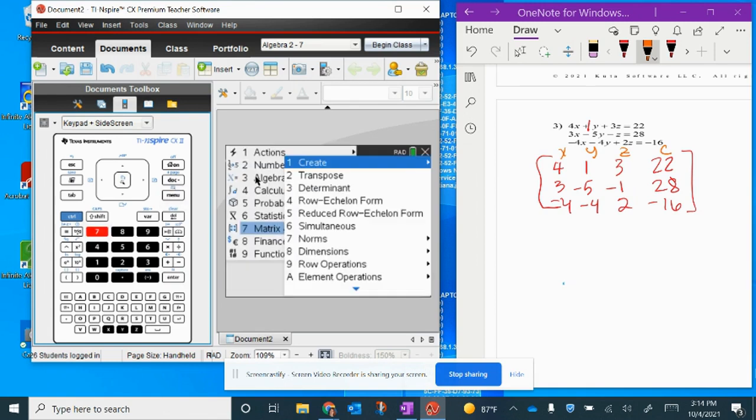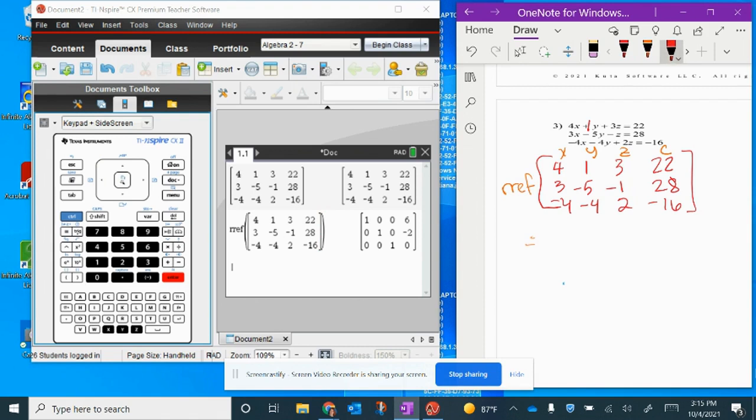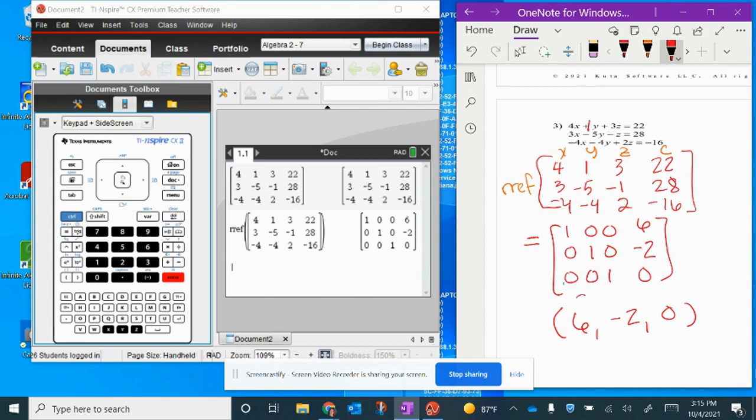So then you do menu 7, 5. You're going to use the arrow to highlight the previous answer you just got. Hit enter. It will copy it, and then you hit enter again, and you get your answer. So this one, we put RREF in front, and this equals 1 0 0 6, 0 1 0 -2, 0 0 1 0. So what that equates to is 6, -2, 0. That's your X, your Y, and your Z.